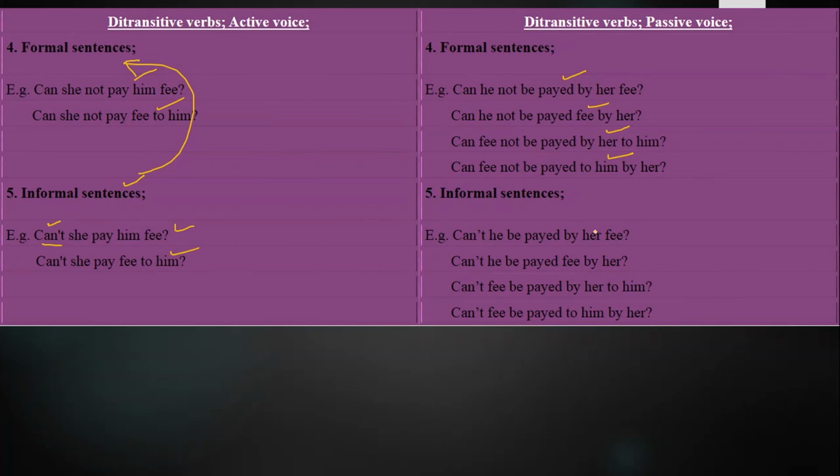Passive voice: can't he be paid fee by her? Can't fee be paid by her to him? Can't fee be paid to him by her? So these are the sentences of the ditransitive verb pay from active voice into passive voice.